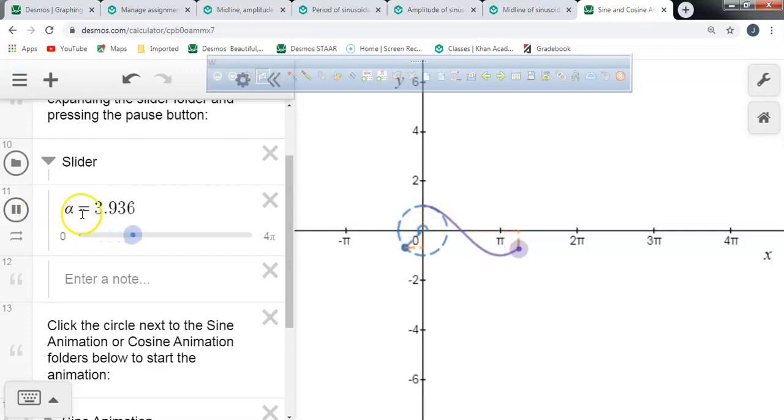So this is your, it says alpha, but it's your theta, your angle, as it goes all the way around the circle. It's just going around it, creating your cosine of x graph.